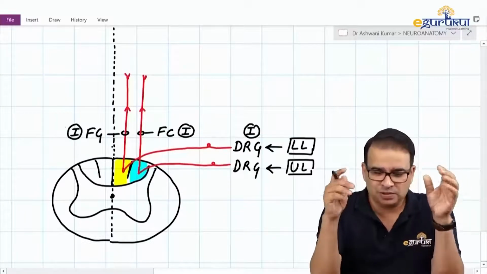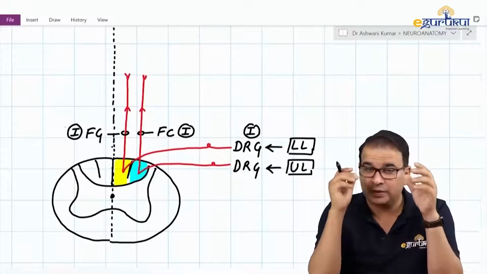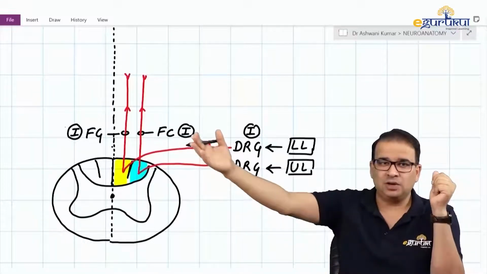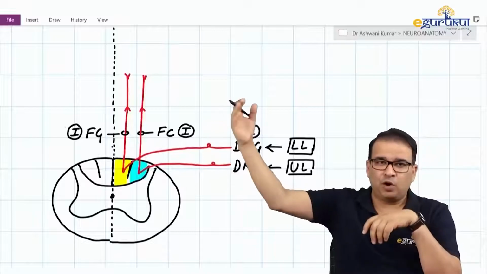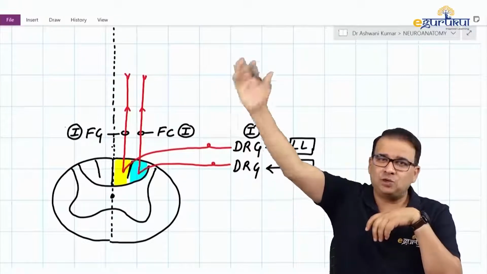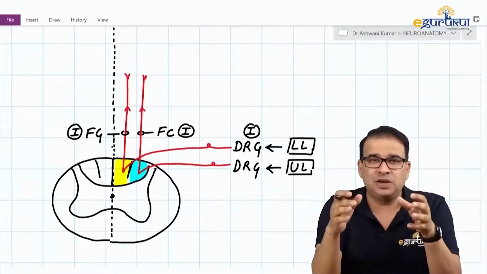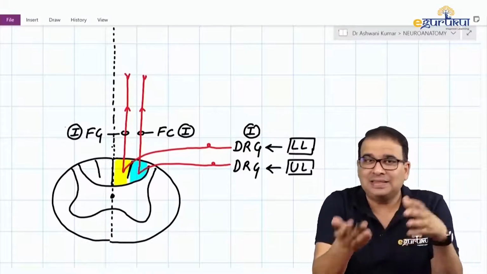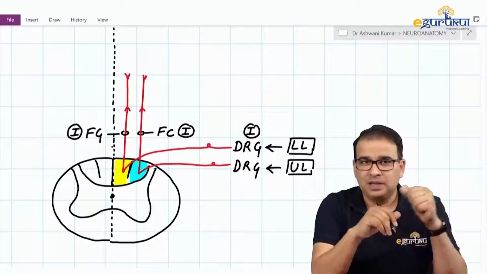Now the problem with the first order neuron is that if a tract wants to decussate, then the first order neuron can't do it, and they are still first order. So what will happen if I want to take this tract to the other side and then to the other side of thalamus? The first thing to be done is that we need to relay the first order neuron, and then the second order neuron can decussate.